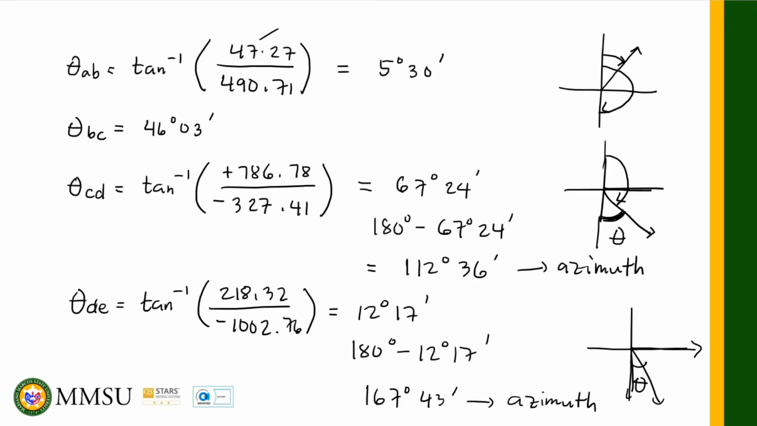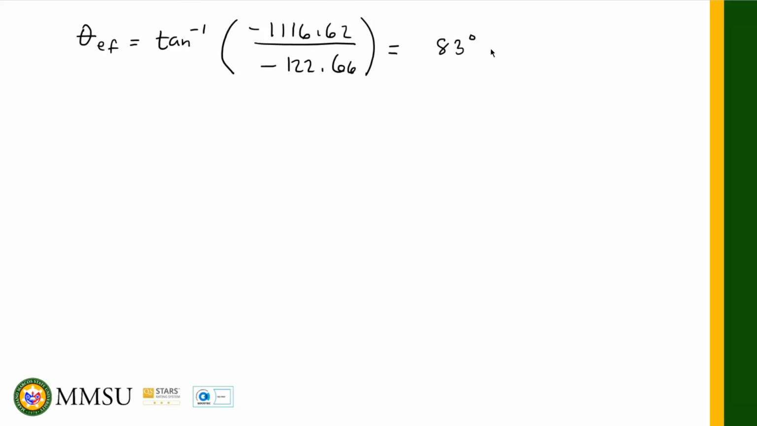For the next one, we have theta. Ano yung last natin? DE. We have EF. Okay? For theta EF, we have inverse tangent of, parehas na negative ito. Negative 1,116.62 divided by negative 122.66. And we come up with 83 degrees, 44 minutes. Okay?